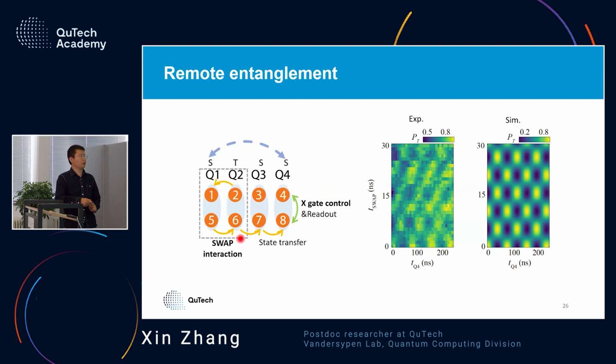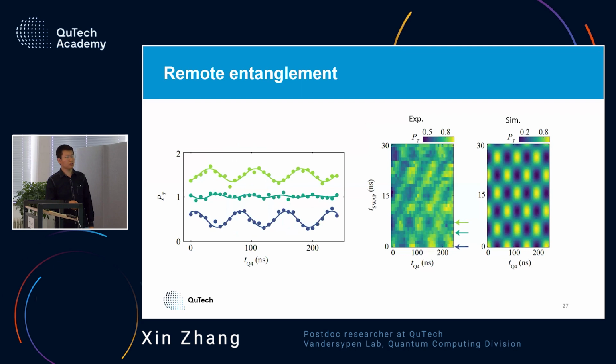If you have halfway of the swap, then you have a maximal entanglement between Q1 and Q2. If you only transfer Q2, this will give you just a mixed state, and the mixed state can never oscillate if you just control it. We can have three line cuts here. You can easily see the out-of-phase oscillations between the upper one and the lower one, and in the middle you have nearly no oscillations because you have a maximal entanglement between Q1 and Q4. This is only a qualitative understanding of the remote entanglement.